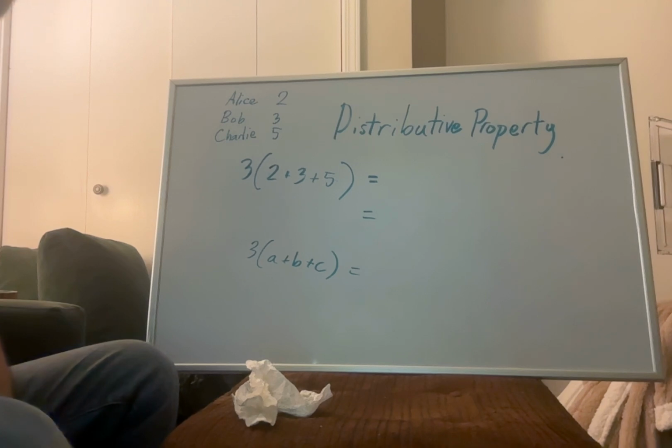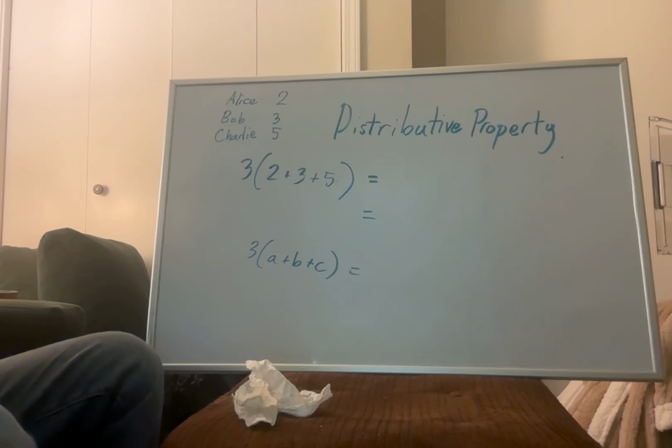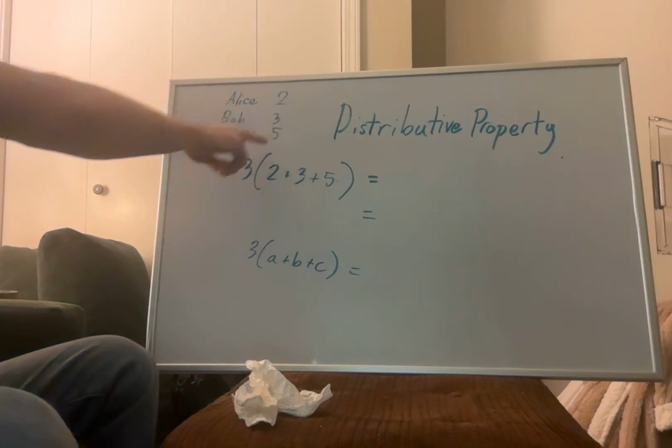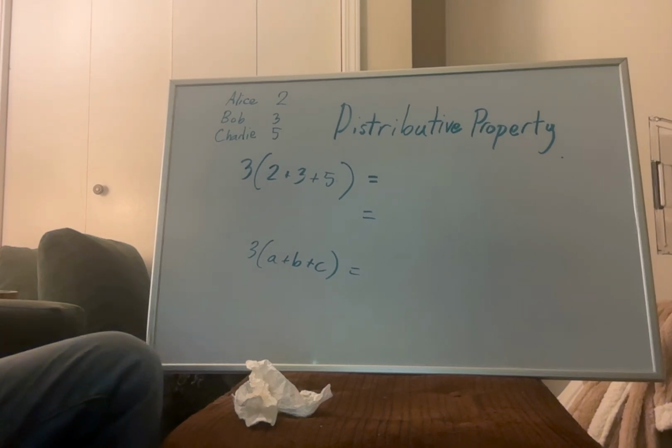So today we're going to talk about the distributive property. For that, I'm going to introduce a simple example. We're going to have our three friends, Alice, Bob, and Charlie, and they're working on an art project. They're making triangles out of toothpicks, one toothpick for each side. We know that Alice made 2 triangles, Bob made 3 triangles, and Charlie made 5 triangles. And so my question is, how many toothpicks did they use in total?